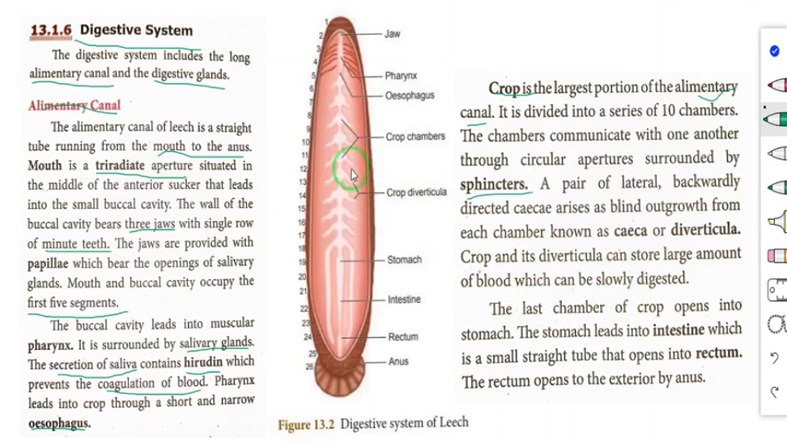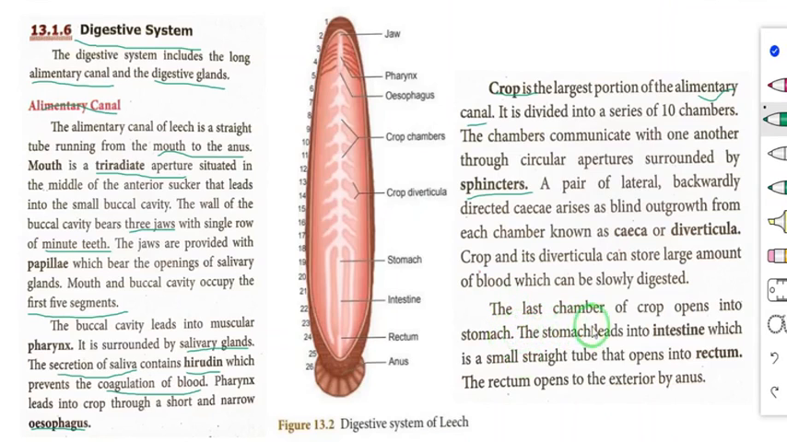When the leech is sucking the blood, it enters and is stored in the crop chambers as well as the diverticular region. Understand, children? After that, it is slowly digested.